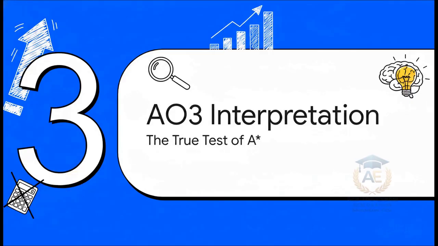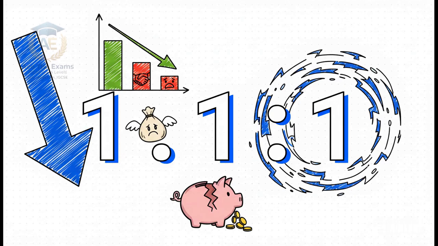Section 3, AO3 Interpretation and Ratios, the true test of A-star evaluation. Okay, let's elevate our perspective to Assessment Objective 3. Calculating a ratio? That's a baseline skill. Analyzing what it actually means is where you prove your worth. Look at the story hidden inside the number you see right here.